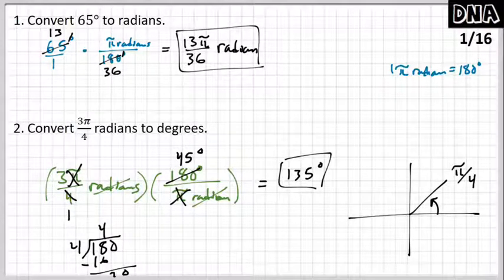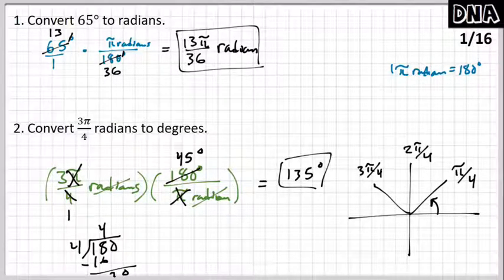So where would 3 pi over 4 be? That's pi over 4. This is 2 pi over 4. And then this right here, that would be 3 pi over 4. Oh, dang, it's right there?